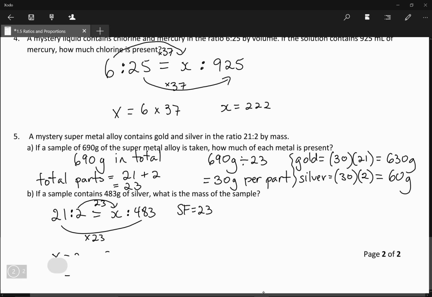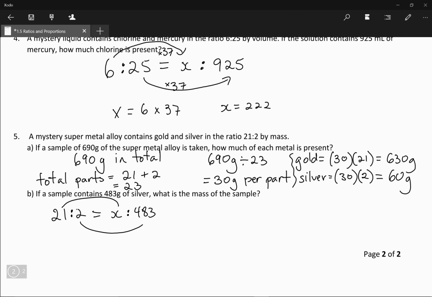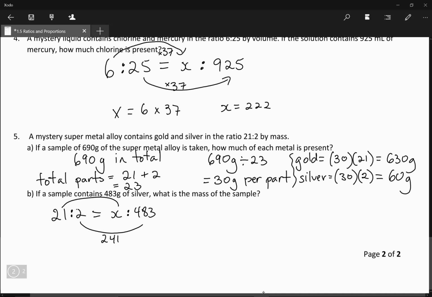Whoops, I made a slight error here. Let me just backtrack for a second. I just pointed to the wrong numbers. Okay, so mistakes like this can happen. Make sure you follow this correct order. So 21 and x go together, and 2 and 483 go together. Okay, so the scale factor, if I divide 483 by 2, well, it's not a nice number. It's going to be a decimal, and that's okay too. So 483 divided by 2 is 241.5. Okay, and so if I take 241.5 and multiply it by 2, I get 483. So this is my scale factor, 241.5.